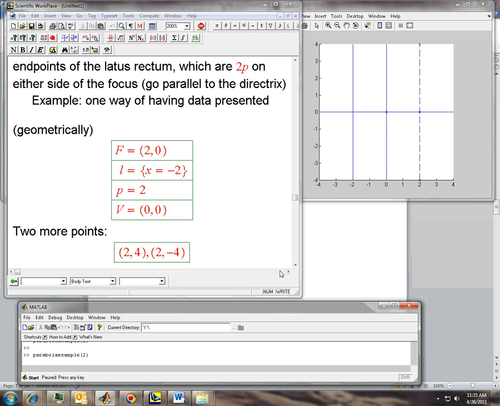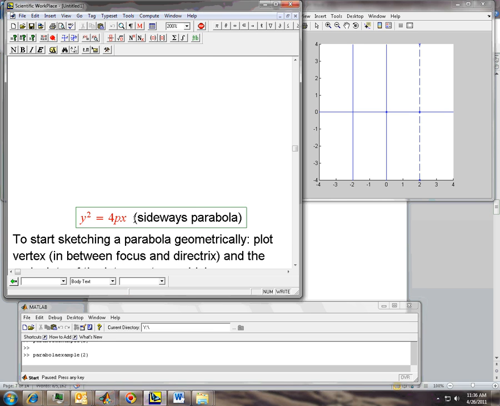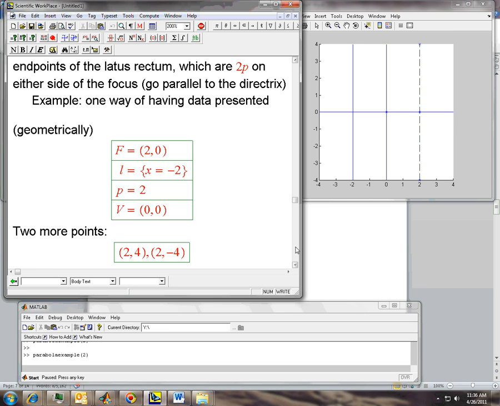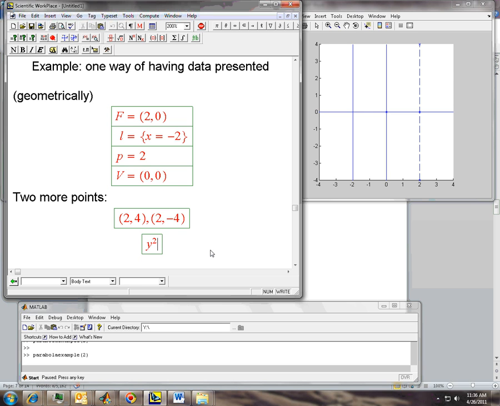Okay, and now we do need some more points. We could kind of freehand it here, but it would be nice to have some more points. Now it's time to get the equation. Okay, but we can write it down. All we need to know is p, and we already figured out p. So it's just y squared equals 4px. Okay, so the equation is just y squared equals 4 times 2 times x, which is 8x.